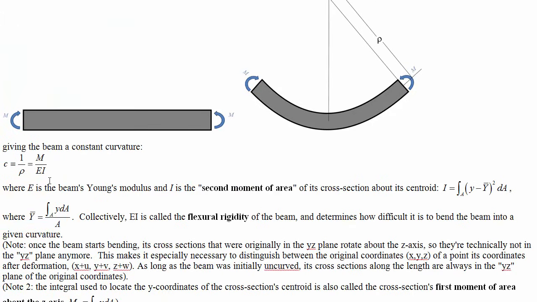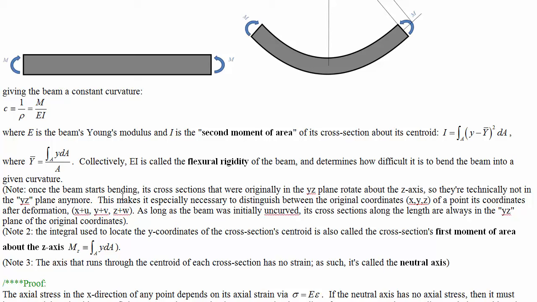Collectively, E times I is called the flexural rigidity of the beam and kind of tells you how stiff it is in response to bending. So the bending is also known as flexion, and flexural rigidity is a resistance to bending. It's a stiffness for bending.